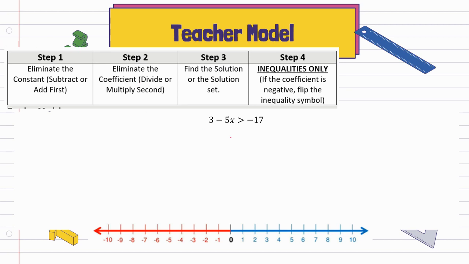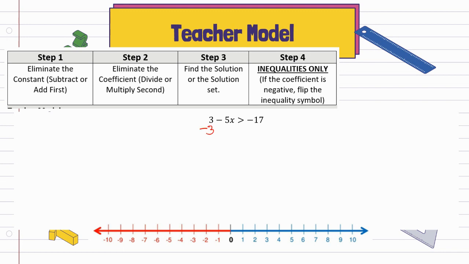For this inequality, we are going to be solving a two-step inequality. Eliminate the constant first, and we want to eliminate the constant that's on the same side as the variable. So here, closest to on the same side as the x, we have this 3. It's a positive 3.